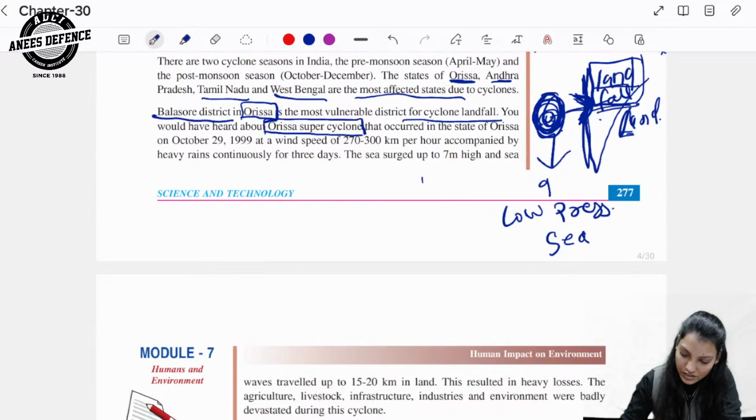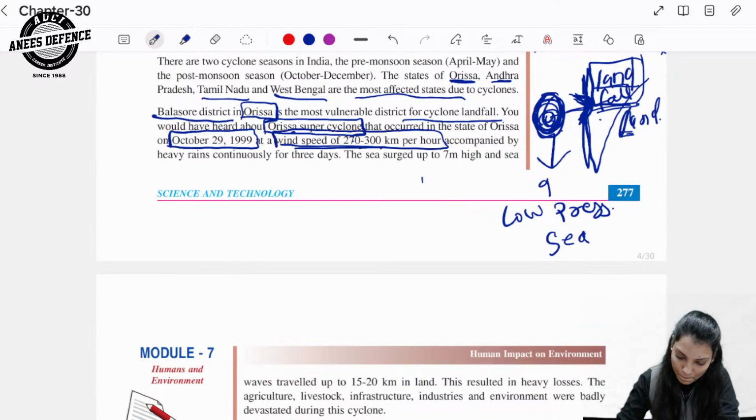When a severe cyclone occurs, it is called a super cyclone. There was a condition in 1999 when a super cyclone occurred in Odisha. October 29, 1999. The wind speed of that particular cyclone was 270 to 300 kilometers per hour when that cyclone occurred.